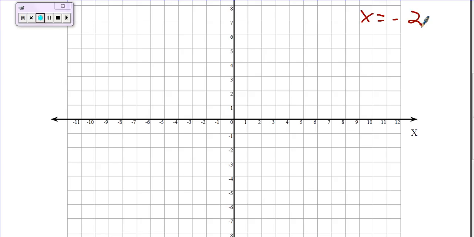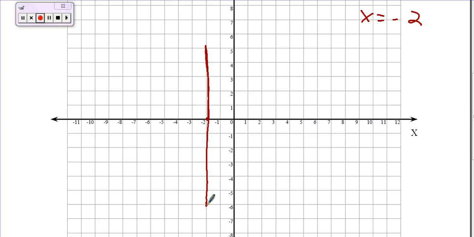This one is telling me that x is always going to be negative 2. No matter what I do, x is always going to be negative 2. So where's negative 2 on the x line? It's a straight up and down line, because no matter what, x is negative 2. Y could be anything, but x is negative 2. That means it makes a vertical line. Does that make sense?